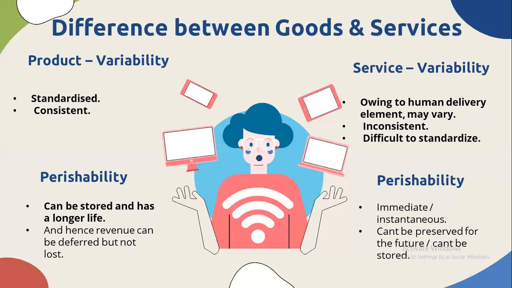And perishability. A product can be stored and has a longer life, and hence revenue can be deferred but not lost. I might not be able to sell 50 pens on a particular day, but I can very well keep them stored and sell them tomorrow. It doesn't have any kind of perishability attached to it. But for service, it has to be immediate and can't be preserved for the future.